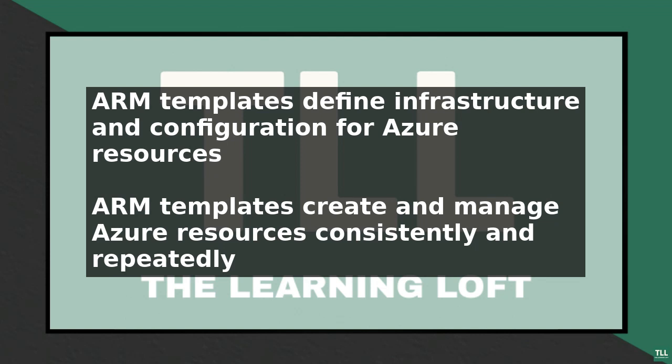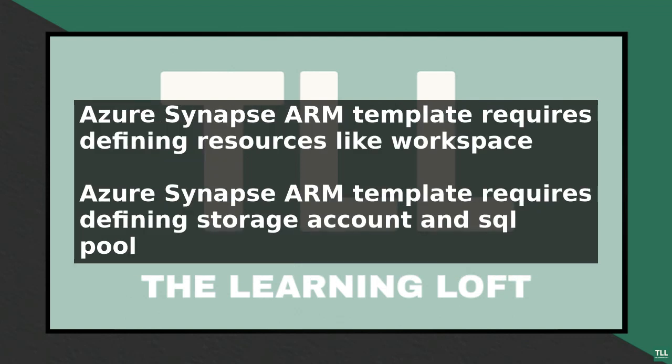Key concepts and properties. Some key concepts and properties you need to understand when creating an Azure Synapse ARM template include the workspace name and location, the storage account type, and the SQL pool performance level. You also need to understand how to configure security and authentication for your Azure Synapse resources.